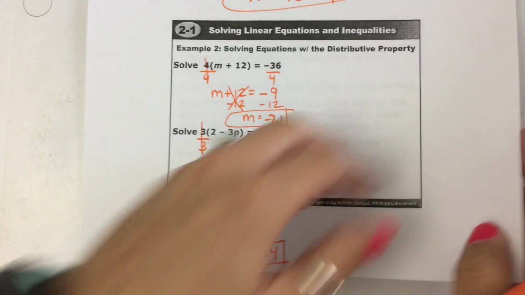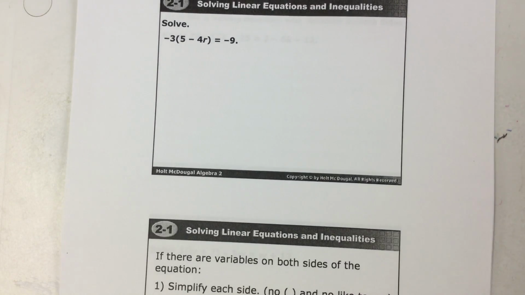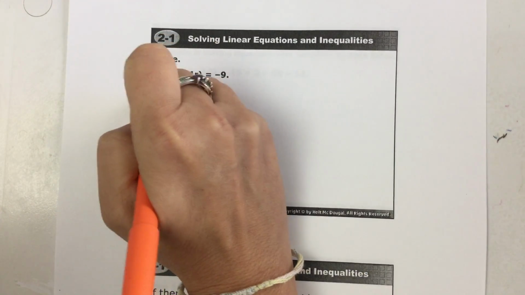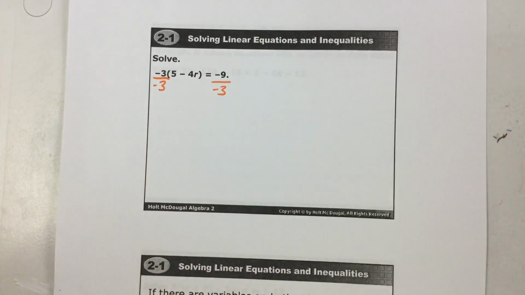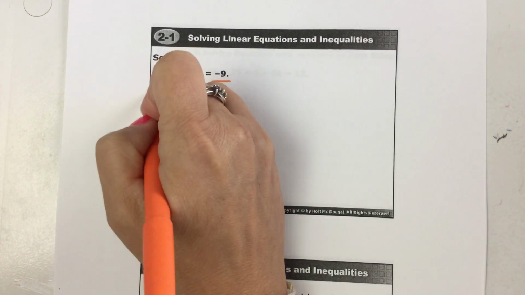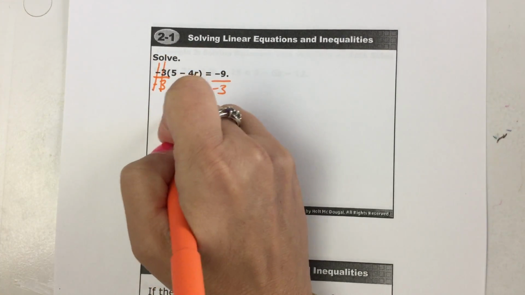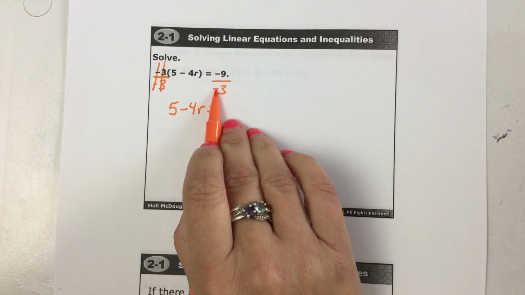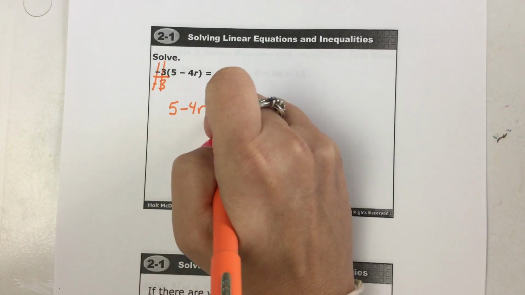Okay, let's keep on going. Here is one more like that. Again, if it's one term, go ahead and divide both sides by that negative 3. Negative cancels a negative, 3 cancels a 3, so it's 5 minus 4r. Negative divided by a negative is a positive. 9 divided by 3 is 3.